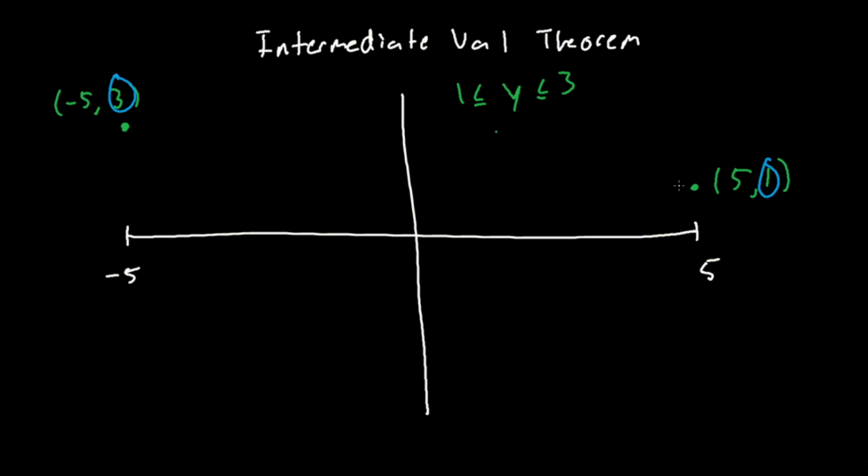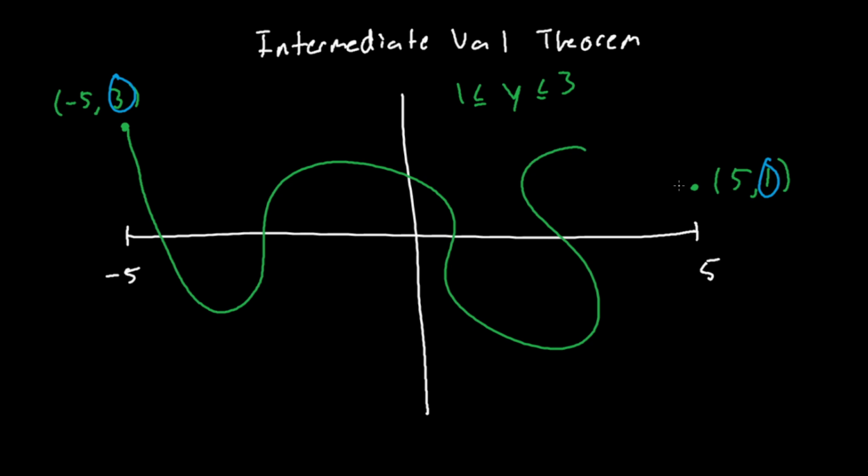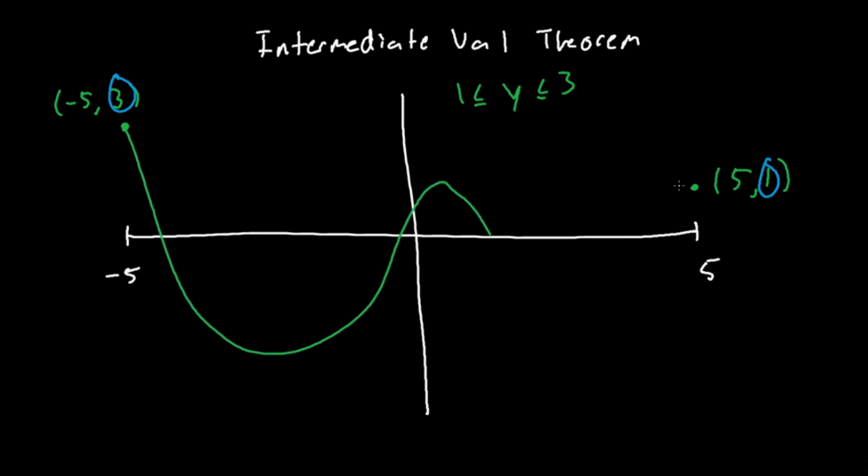So there must be a point in this graph that has a y value of 2, 2.5, 1.3, 1.0001. Now, what do I mean by this? Well, if we draw any function, let's draw anything. Okay, that's not a real function. Draw any function like this.